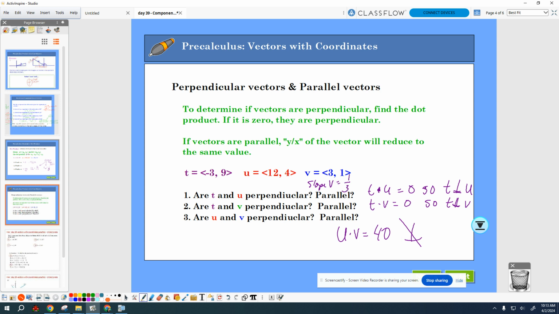Y over x, and 9. Oh wait. So I asked about u and v. So 4 over... no, 4 over 12 and 1 over 3. They're not the same numbers, but what is 4 over 12 reduced to? 1 over 3. So are they the same slope? Yes. So they aren't parallel.